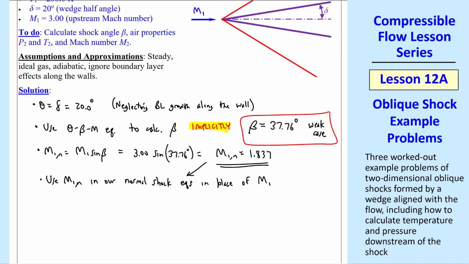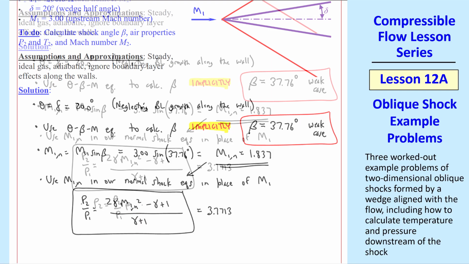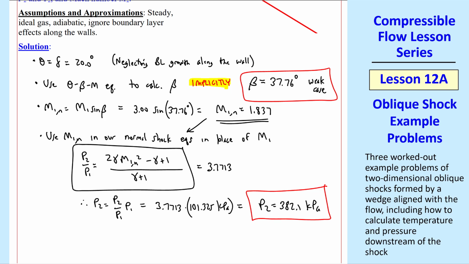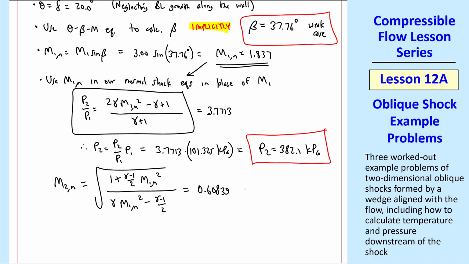Now we use M1N in our normal shock equations in place of M1. For example, this is the equation for pressure ratio, but I've replaced M1 with M1N. I get 3.77. And I can use ratios to get P2, where P1 was given, so I get P2 is 382.1 kPa. Now we solve for M2N, using the same equation we had for a normal shock, but again everywhere we have an M1, we replace with M1N, and we solve for M2N rather than M2. I get 0.60839, and report it to 3 digits as 0.608.